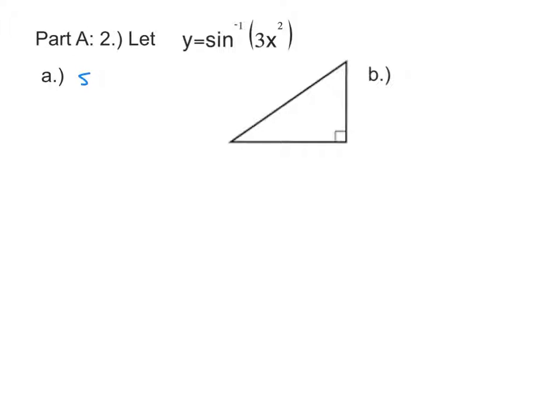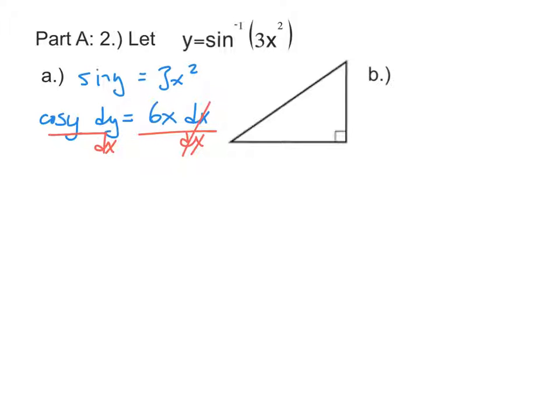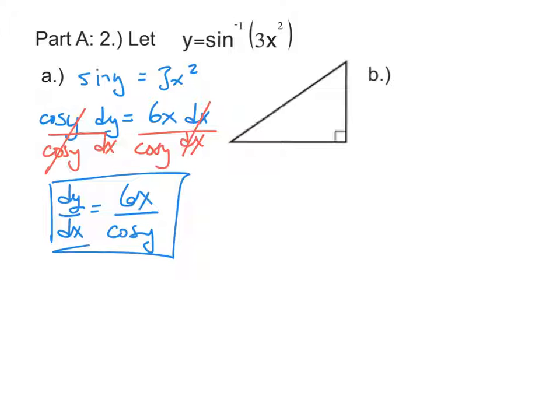So I'll rewrite this as the sine of y is equal to 3x squared. Then we can take the differential. Derivative of sine is cosine, so the differential will be cosine y dy. And on the right-hand side, that would be 6x dx. And we'll get it in order. I want to have dy dx, so I'll divide both sides by dx. And I want that to be alone, so I'll divide by cosine y. Then our answer is that dy dx is 6x over cosine y.